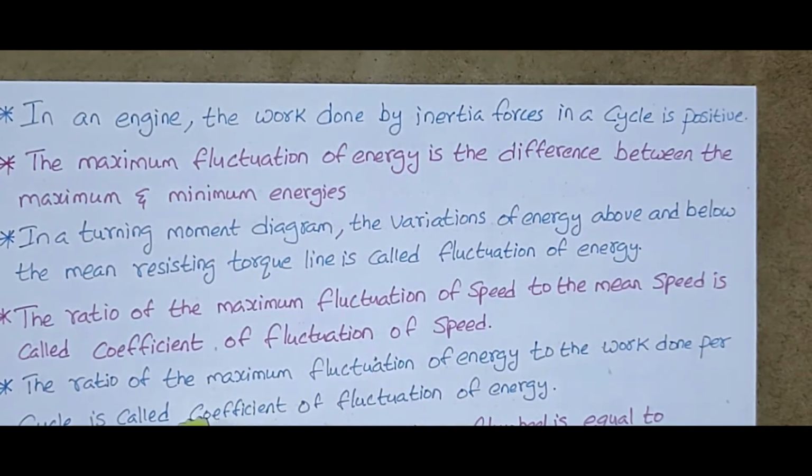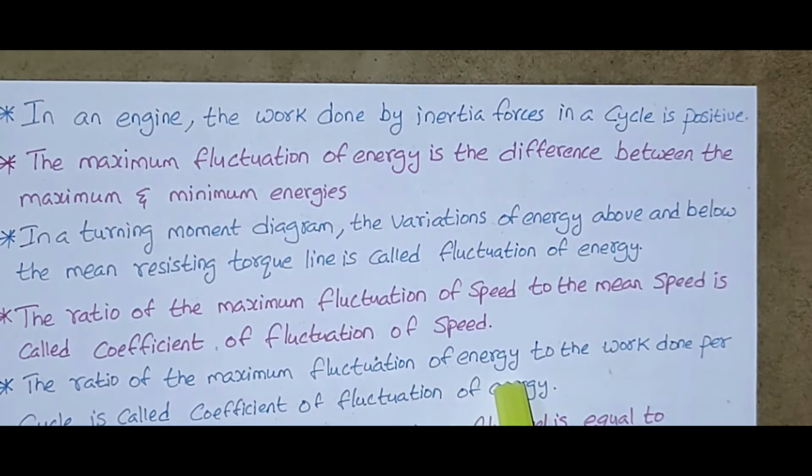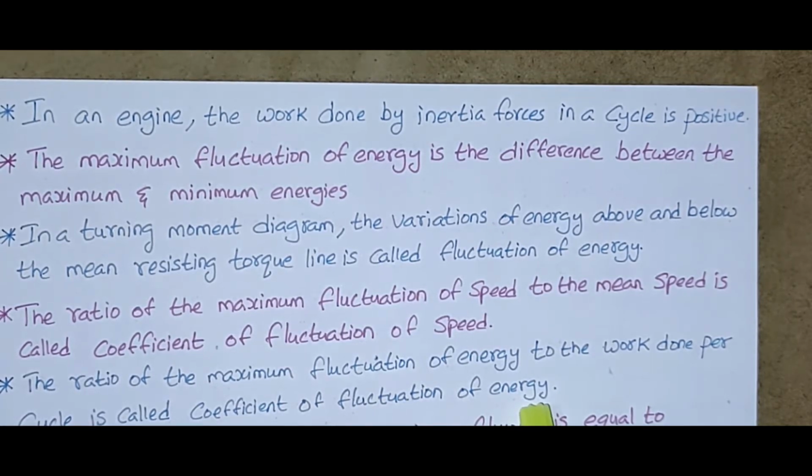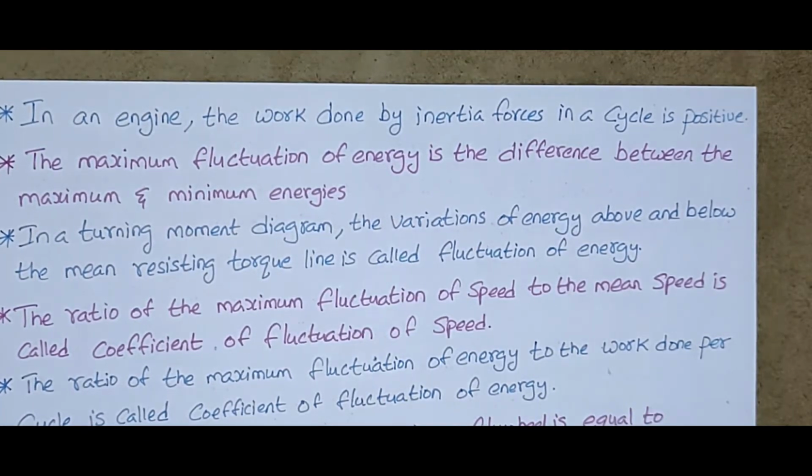The ratio of the maximum fluctuation of energy to the work done per cycle is called coefficient of fluctuation of energy. Okay. See, you should not get confused in these type of statements.